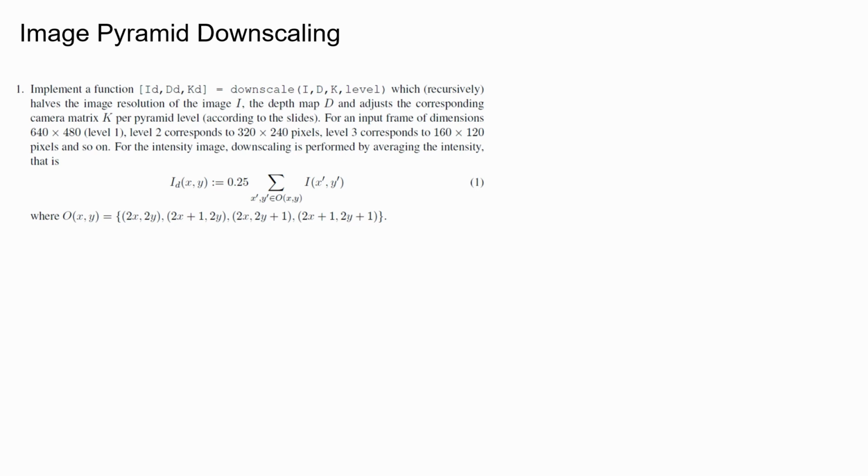In problem 1, we implement the downscale function to construct an image pyramid from the input image. First, we downscale the camera intrinsics. Both the focal length and the principal point are carefully rescaled to remain consistent with the new image resolution.